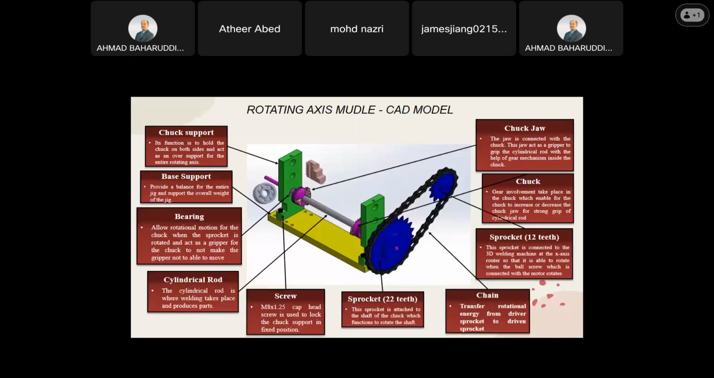Okay, so this is my overview of my rotating axis module. This is through the CAD model; I didn't take a picture of the real rotating axis module. So from here you can see there's a base support, the bearings to allow the rotation, and then the cylindrical rod, which acts as a support for our pipe fabrication, and then the screws to make it stronger, the sprocket, and then the chain, and then the chuck and chuck jaw. So the chuck jaw is to hold the piece itself.